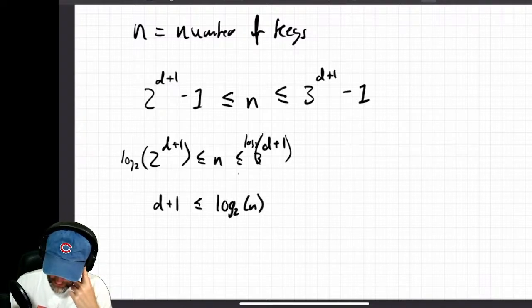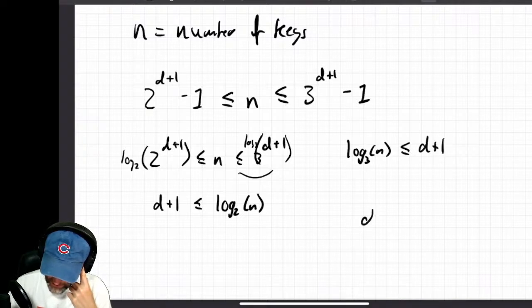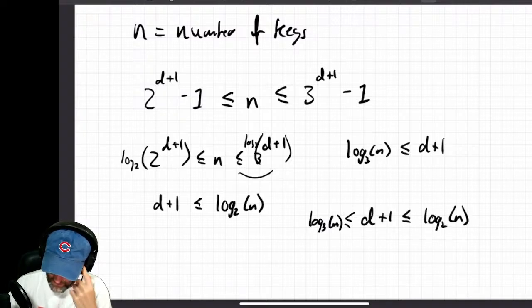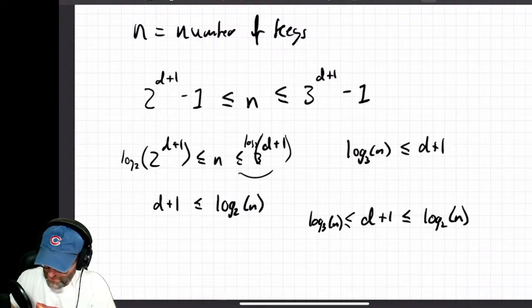And what about this one right here? I get log base 3 of n is less than or equal to d plus 1, right? So d plus 1 is bounded below by log base 3 of n, and it's bounded above by log base 2 of n. So plus 1, you can go ahead and ignore that. The depth is going to be order n.